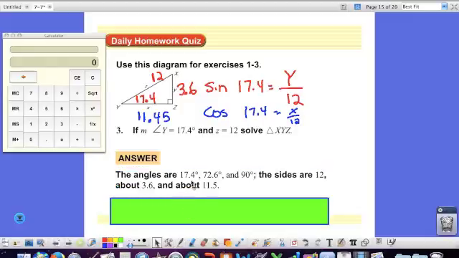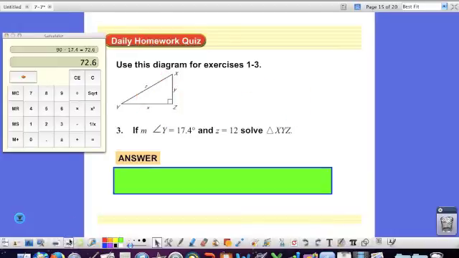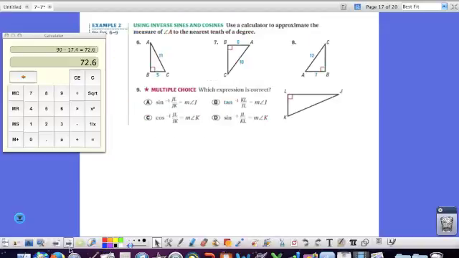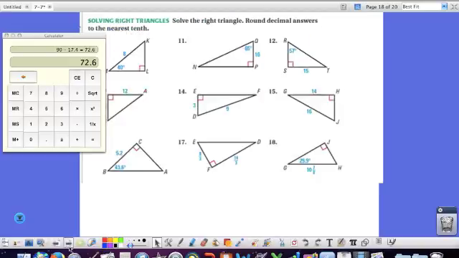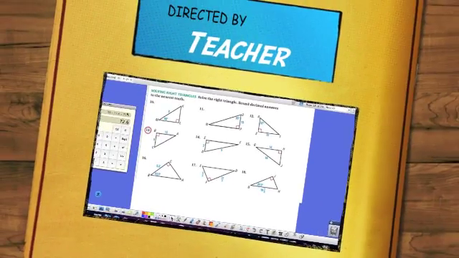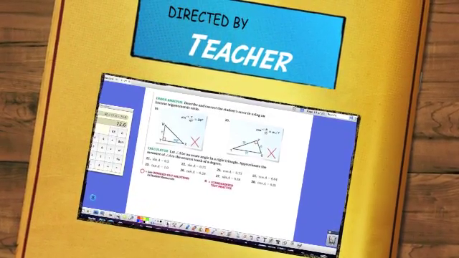Right? So we did have 17.4. Oh, I never found the last missing angle. But 90 minus 17.4 would have been 72.6. That one's pretty easy. 12, 3.6, and 11.5. So I was able to do that problem. And now you can use these pages in order to be able to do your homework.